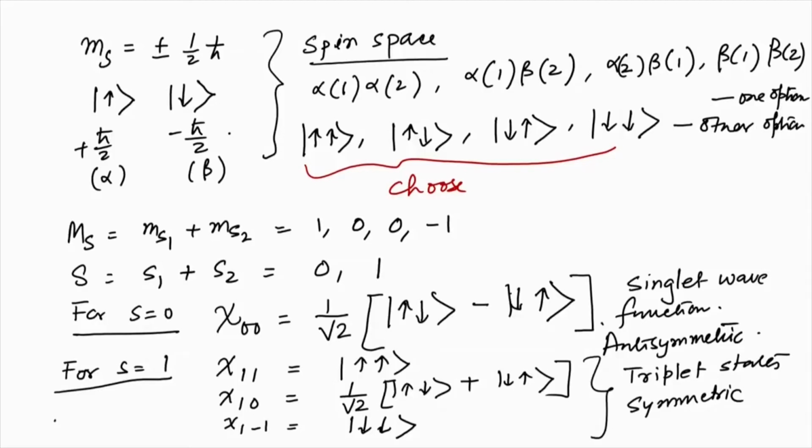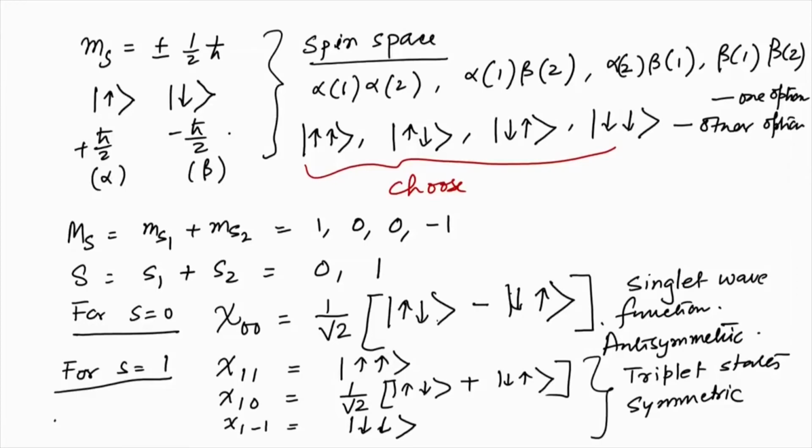So, these are the states or the wave functions for a system comprising two spin half particles, and all possible combinations have been taken. We get 4 states, and those 4 states are 1 singlet and 3 triplet states.